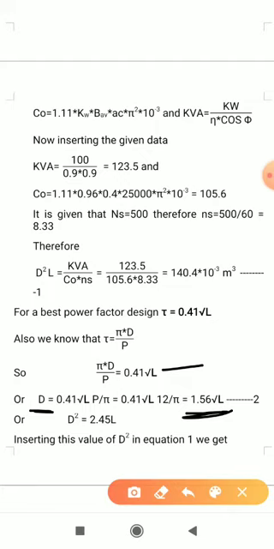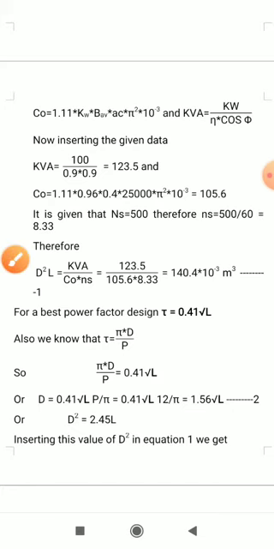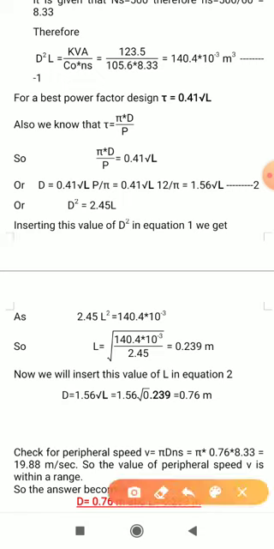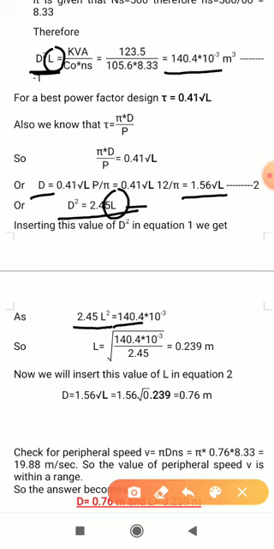Now, before inserting this value in equation 1, because we have D equal to 1.56 under root L, you can write the value of D square directly, because equation 1 is in terms of D square. So, it is easier than putting the D value. D square is equal to 2.45 L, and if you put this value of D square in equation 1, then this becomes 2.45 L square, because this L is already present here and this is another L. So, L square becomes there. So, 2.45 L square is equal to 140.4 into 10 to the power minus 3.